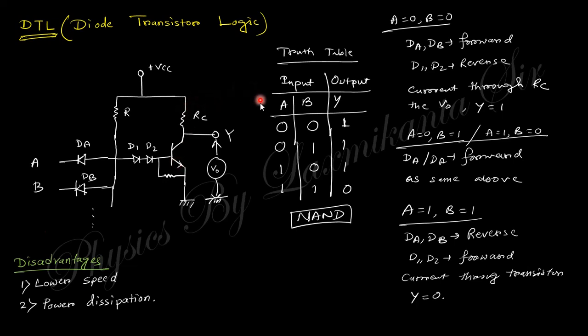If A and B are both zero, this means both diodes DA and DB are forward biased, but this one is reverse biased, so no current flows through this RC.